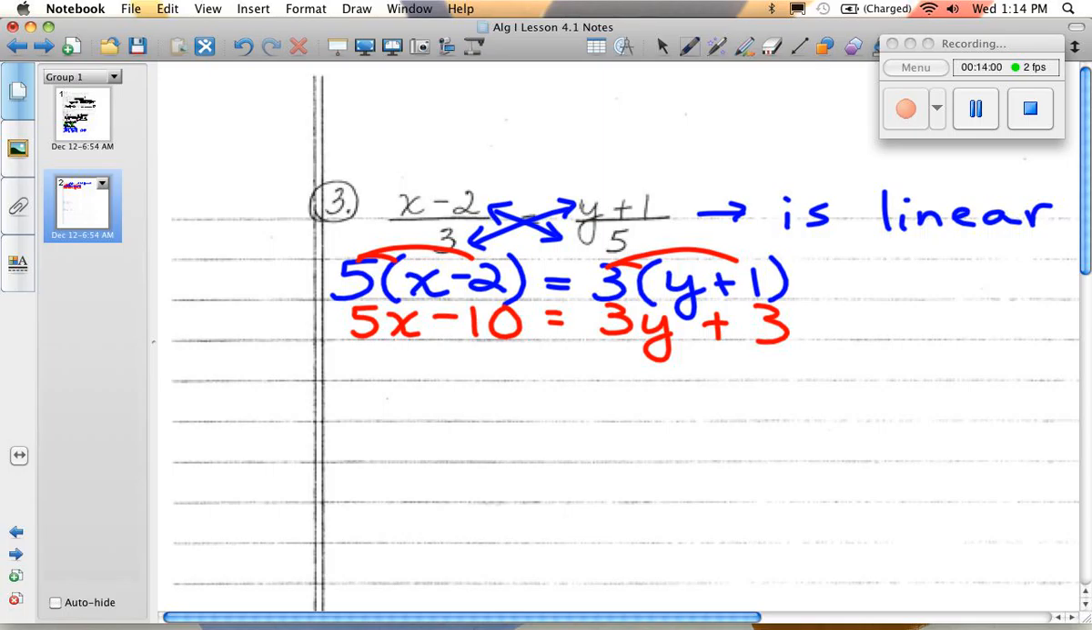Are we there yet? Is it in standard form yet? Not yet. Okay, what do you want to do next? Remember, we need a constant on the right, and we need x's and y's on the left. So there are two different moves we can make. It doesn't matter which one we do first.